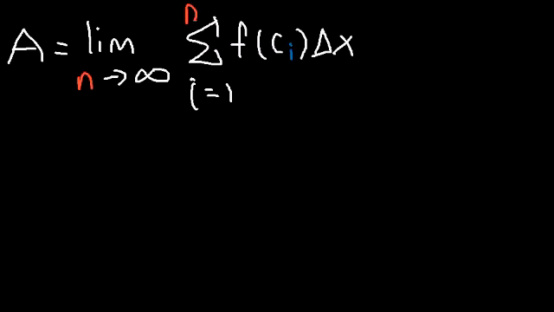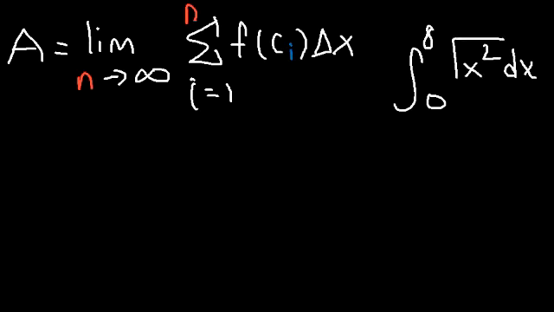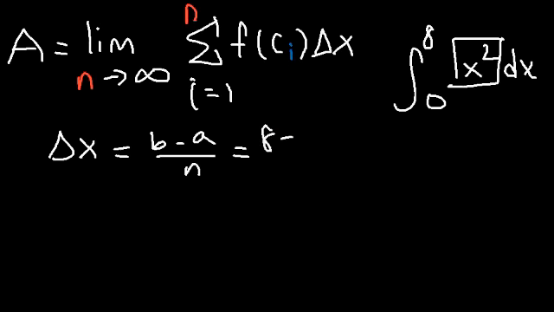So we're going to find the value of this integral from 0 to 8 of x squared dx. So f of x is x squared, and we can find delta x. Let's begin by finding delta x, which is b minus a over n. b is 8, a is 0, and n we don't have a value for. n approaches infinity, so we need to leave delta x in terms of n. So delta x is 8 divided by n.